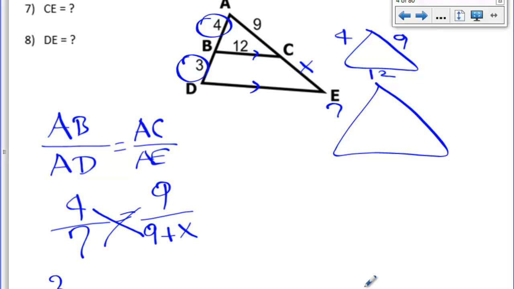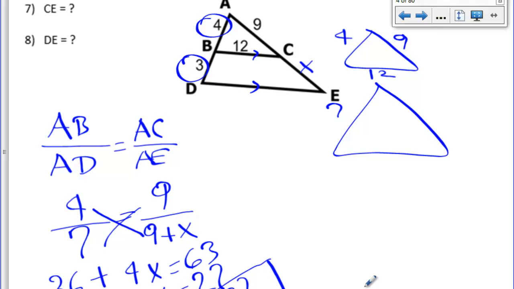Cross multiply, we get 36 plus 4x equals 63. Subtract 36 from both sides, and we get 4x equals 27. Divide by 4, and we get 27 over 4. You can also convert that to a decimal. Okay, 8, find the length of DE. Let's call this y.